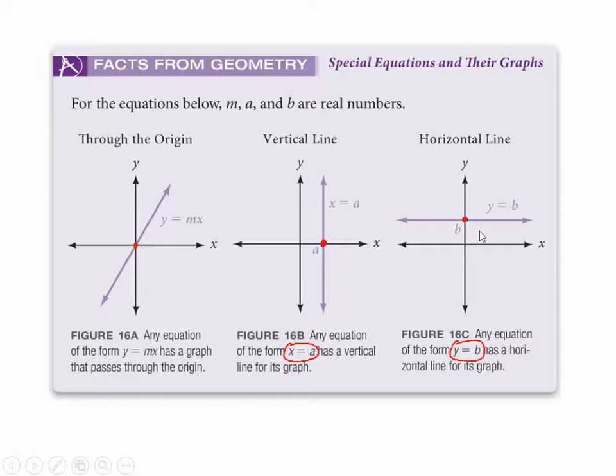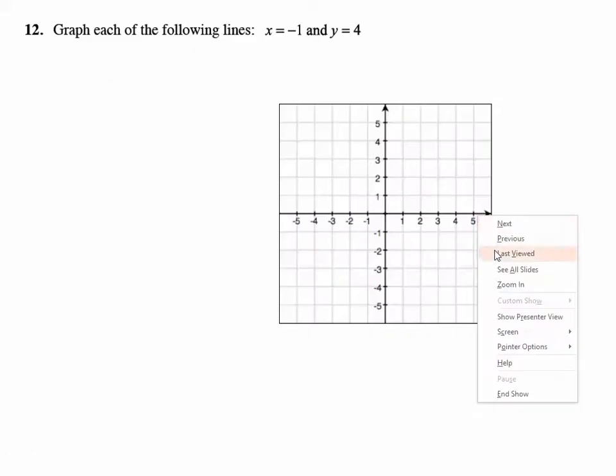And then you have the horizontal line. That is always y equals a certain number, and it's going to go across. That number is where it hits the y-axis. Are we good? Those three are important. We'll look at them quite a bit as well.